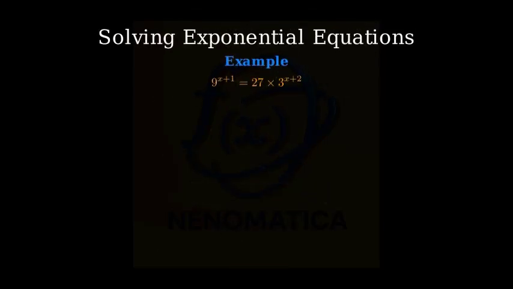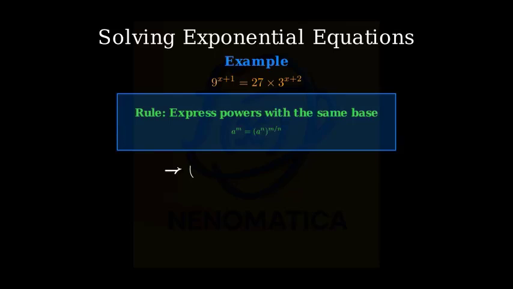We need to solve the exponential equation 9 to the power of x plus 1 equals 27 times 3 to the power of x plus 2. To solve this equation, we'll first convert everything to the same base. Let's start by recognizing that 9 is 3 squared and 27 is 3 cubed.